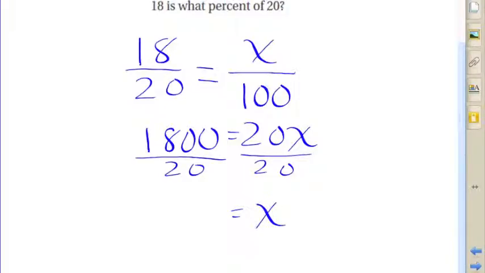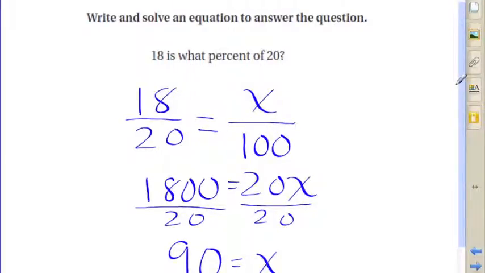So after you do some cross multiplication, divide both sides by the coefficient 20, and we should get a result of 90 equals x. So the answer would be 18 is 90% of 20, which makes sense if you basically take 18 over 20 and reduce that to 9 over 10. You can clearly see 9 over 10 is equivalent to 90%. Okay, all these different ways to check percents, ratios, proportions, and whatnot.